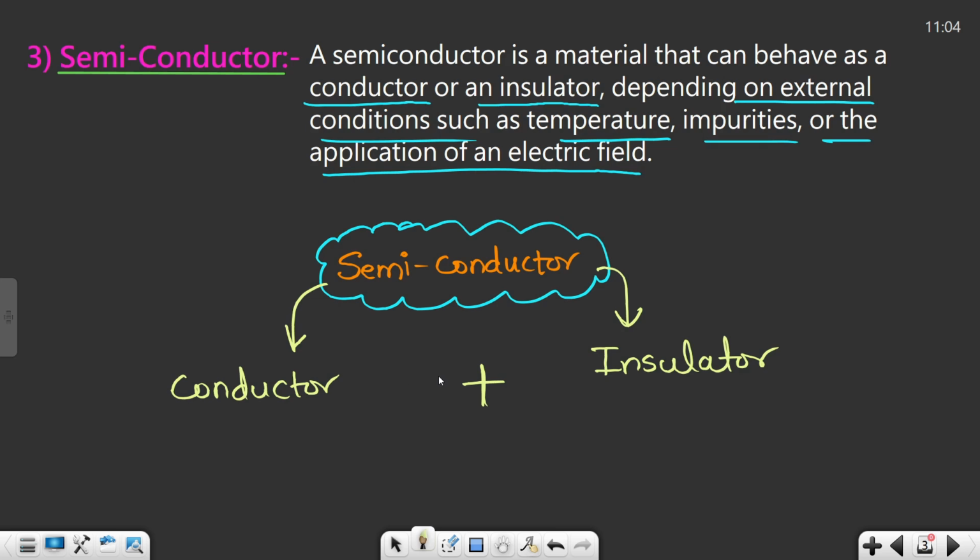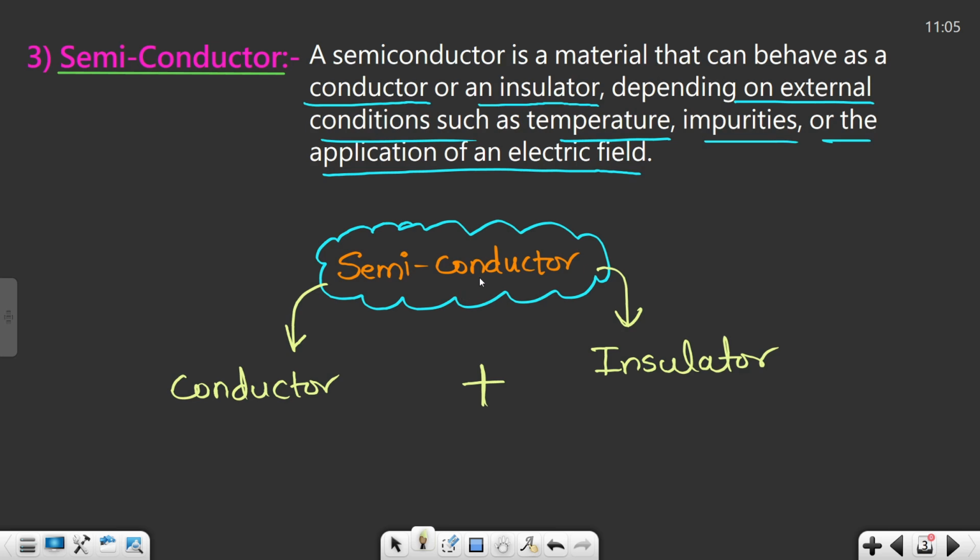That means at certain conditions it will behave as a conductor, allowing the transfer of heat and electricity through it, and at certain conditions it won't allow the transfer of heat or electricity through it. So it can partially act as a conductor and partially act as an insulator. It has two properties in it. That's why it is known as semiconductor. Semi means partial, conductor means it can conduct. So partial conduction of heat and electricity is known as semiconductor.